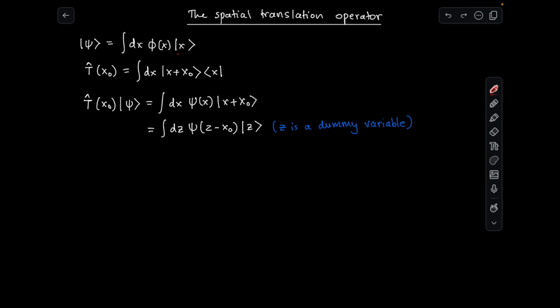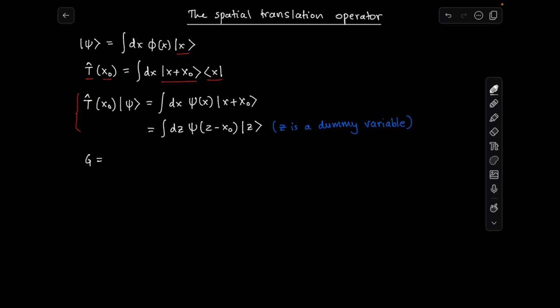If you write our wave function in the position basis, our spatial translation operator T, parameterized by x0, takes our state x to a state x plus x0. Now here I've shown the action of our spatial translation operator on the state. So in the lectures, we've shown that this is unitary, and we can see that it takes a single parameter.